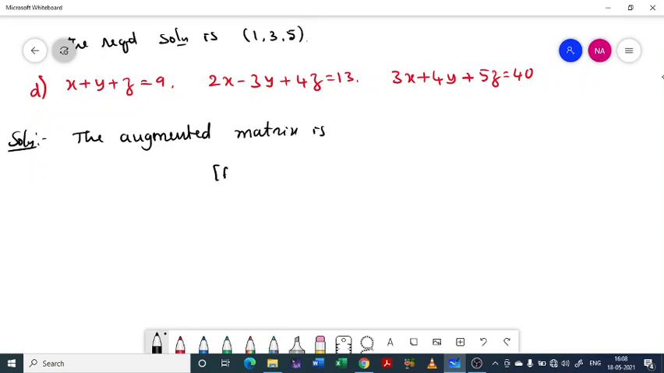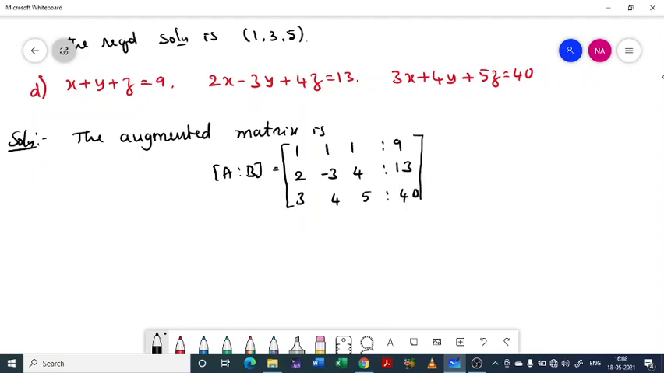A colon B equal to 1 1 1 colon 9, 2 minus 3 4 colon 13, 3 4 5 colon 40. Now R2, okay, we need to make these two 0, right? R2 changes to R2 minus 2R1, R3 changes to R3 minus 3R1.